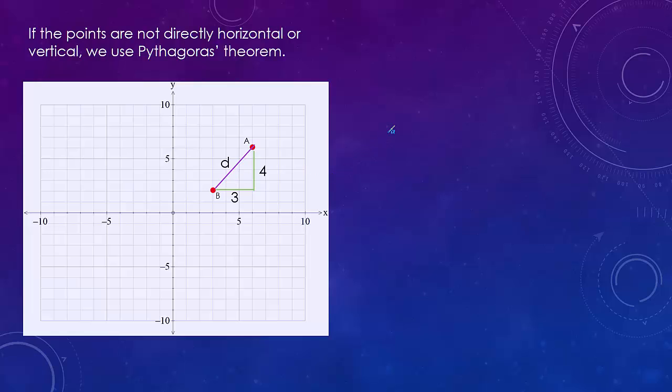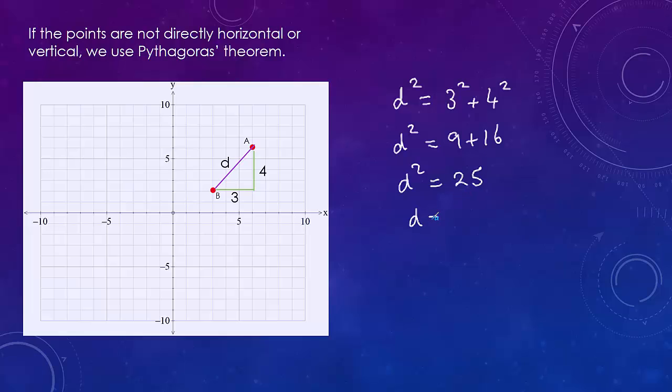We can see that D is the hypotenuse, so D squared would be equal to 3 squared plus 4 squared. So D squared is 9 plus 16, giving us D squared is equal to 25, and therefore D is the square root of 25, which is 5.